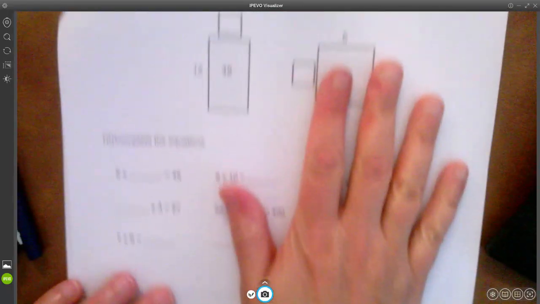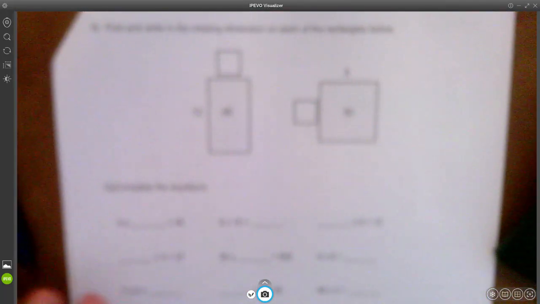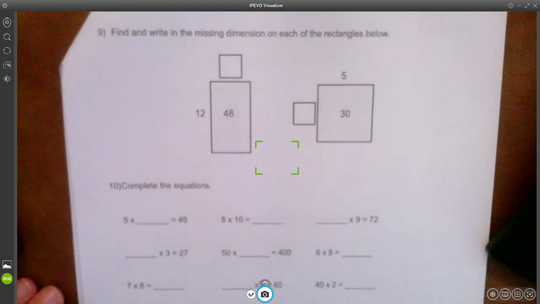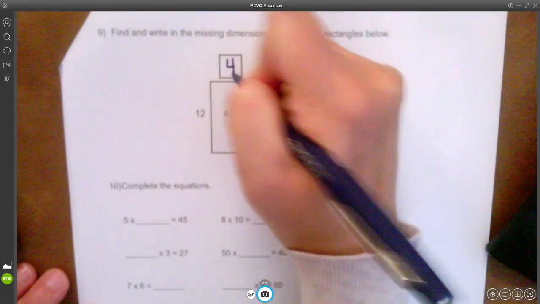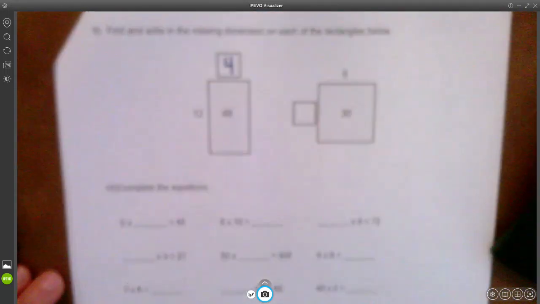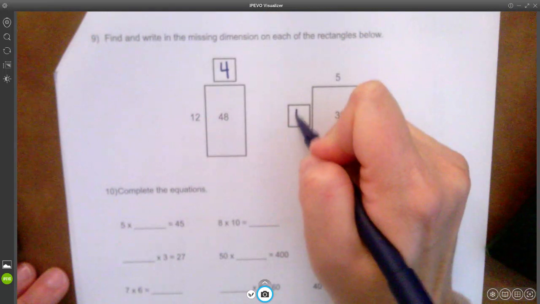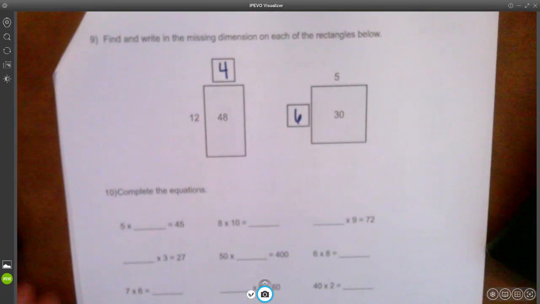All right, on to the back, the last and final page. Write and find the missing dimension. So this is just a visual representation of multiplication. So I'm thinking 12 times 4 equals 48. And then I'm thinking 5 times 6 equals 30. So multiplying the length and the width will give us the answer in the middle.